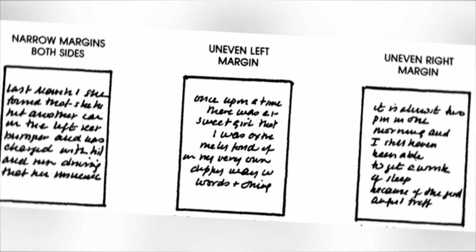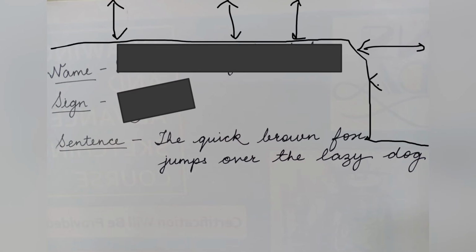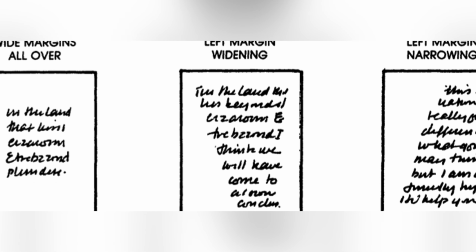A crushed right margin indicates dangerous impulsiveness. A left margin widening as it descends indicates a flow of ideas. A left margin narrowing as it descends indicates original starting but then losing spontaneity. And there are several permutations that can be made with this, and that will be a video in itself.